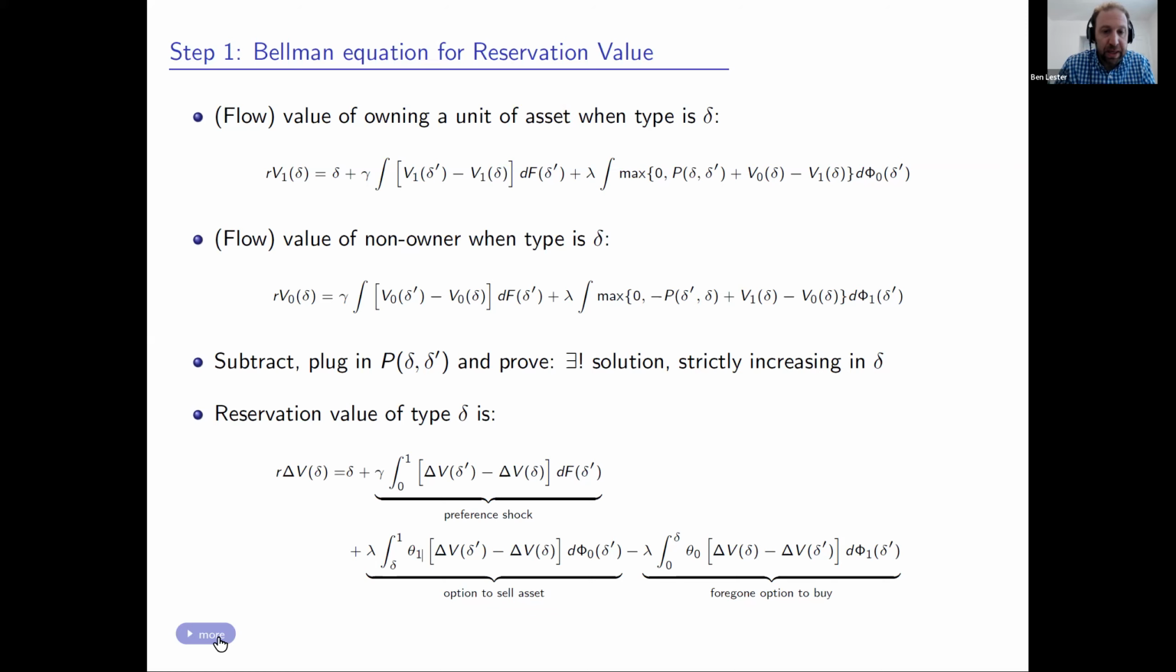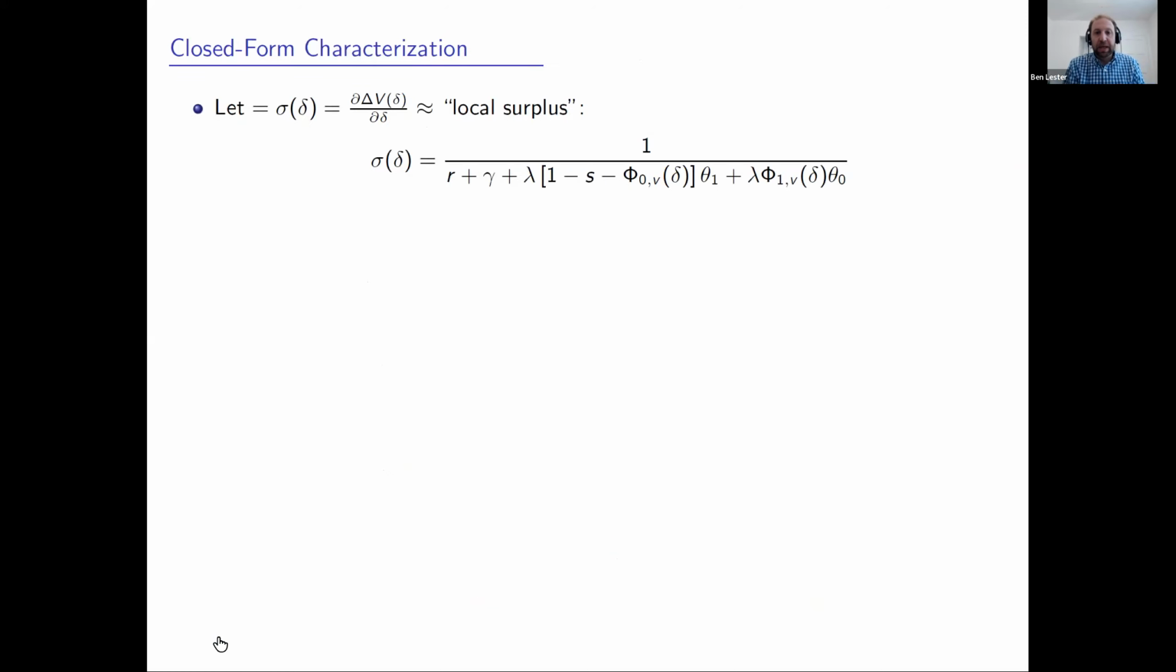So one nice thing about these models is that you can actually solve for these reservation values in closed form, and we do that in our TE paper. And we do it using this idea of this local surplus, which we call sigma, or the marginal surplus, which is essentially, if this reservation value is differentiable, you could think about it as the derivative of your reservation value at a particular delta.